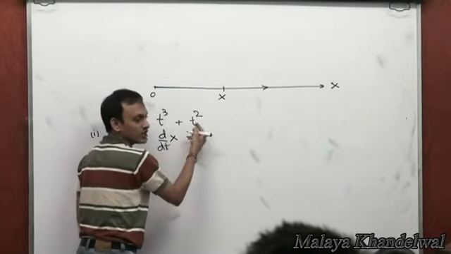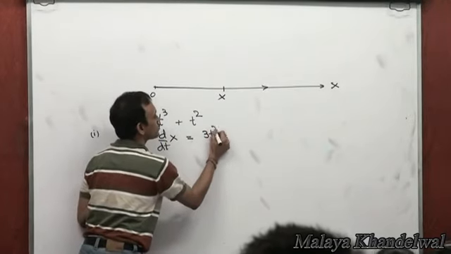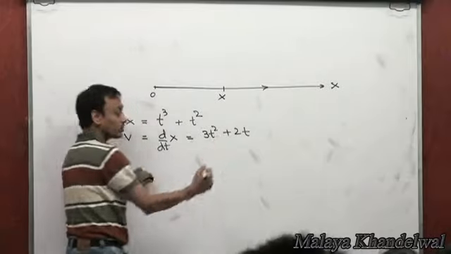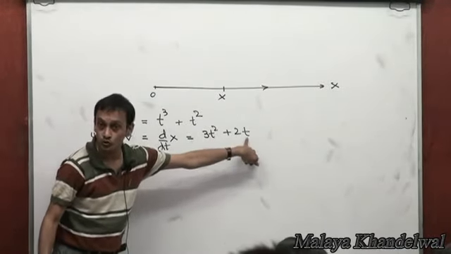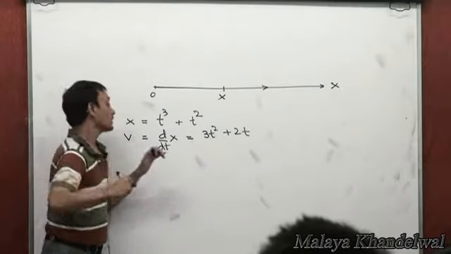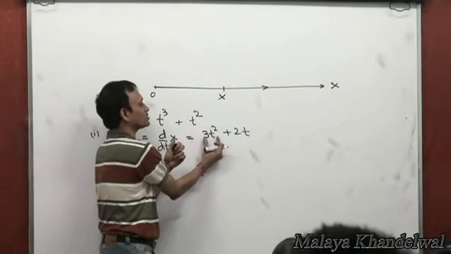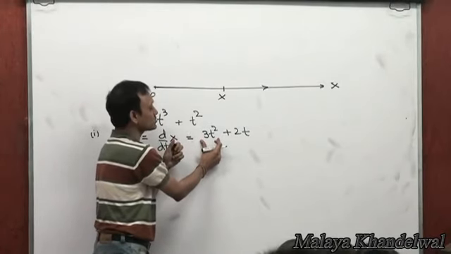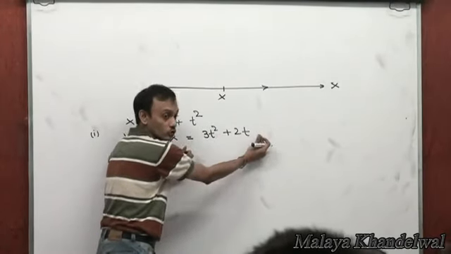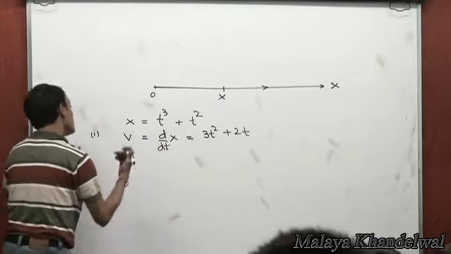Differentiating x with respect to time gives 3t squared plus 2t. So velocity at any given instant of time is given by 3t squared plus 2t, right? That means at t equal to 1, for example, the velocity would be 3 into 1 squared plus 2 into 1. At t equal to 0.7, the velocity is going to be 3 into 0.7 squared plus 2 into 0.7.